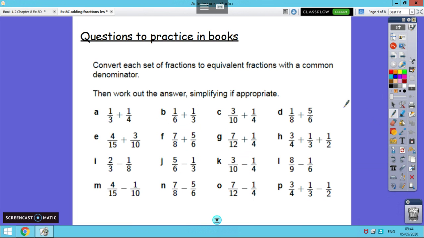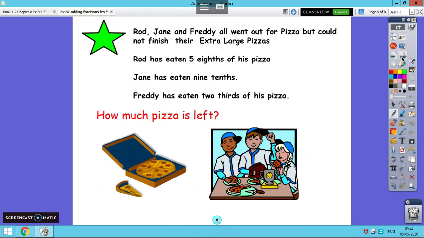So these are the questions that I'd like you to do in your books. I want you to set them out exactly as I did in the examples. And then on the next page, you've got an extension question. So Rod, Jane and Freddie all went out for pizza but could not finish their extra large pizzas. Rod had eaten 5/8, Jane had eaten 9/10, and Freddie had eaten 2/3. How much pizza is left?